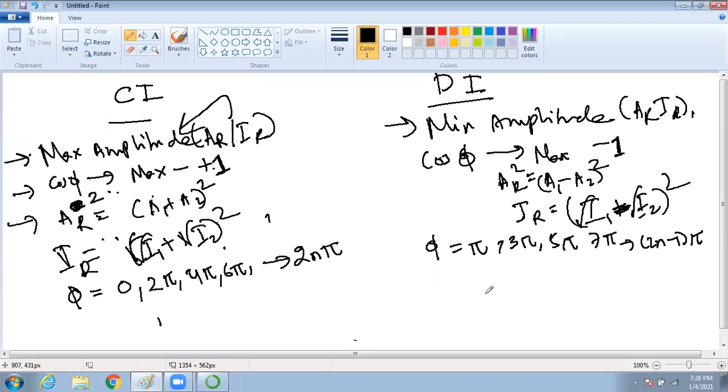Clear? Yes, sir. Cos 0 is 1. Cos pi is -1. Cos 2 pi is 1. Cos 3 pi is -1. So remember this one. Very, very important. It will be helpful for all of your exams, entrance exams.